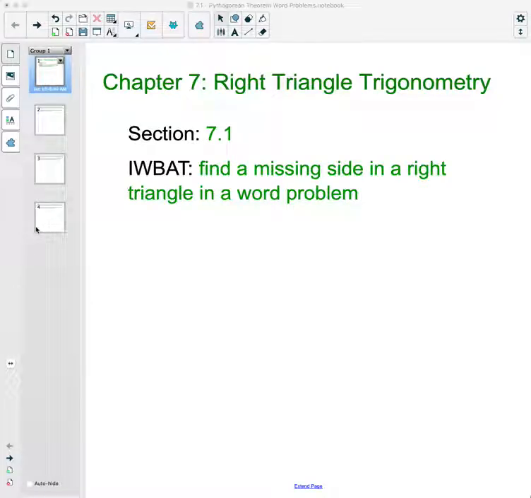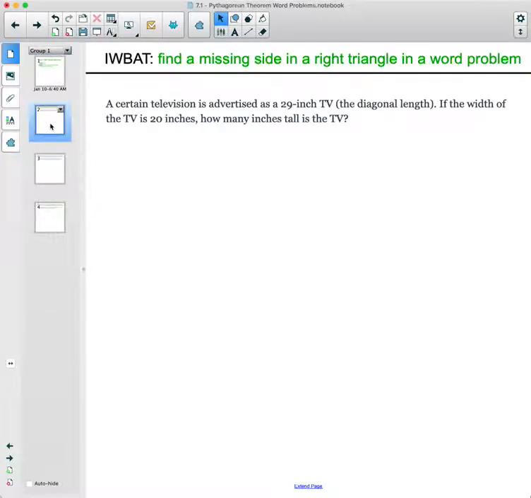In this video, we're going to take a look at 3 word problems that deal with the Pythagorean theorem to find the missing side. In this first one, it says a certain television is advertised as a 29-inch TV, which, when you're measuring a TV, is actually the diagonal length across the TV. If the width of the TV is 20 inches, how many inches tall is the TV?